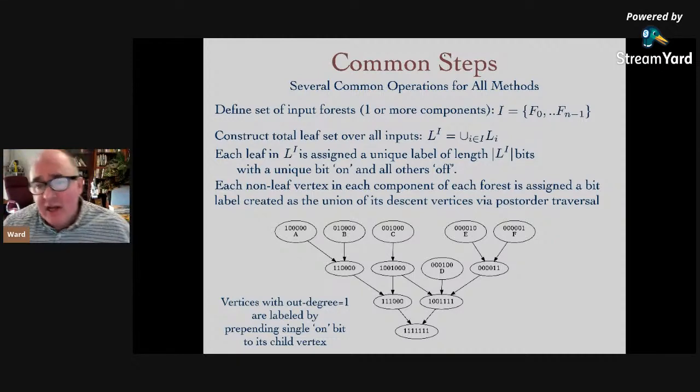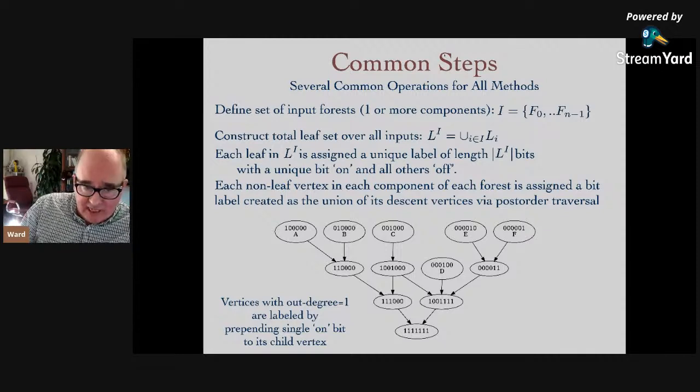By this I mean the union of all the unique terminal taxa or leaves in all the inputs. Now the first algorithmic step is that we need to attach to each leaf a unique label of bits. The number of bits is the length of the complete leaf set, and each leaf gets one bit on and all the other bits off, so we can represent it that way. This is a fairly common labeling system, not like I made this up.